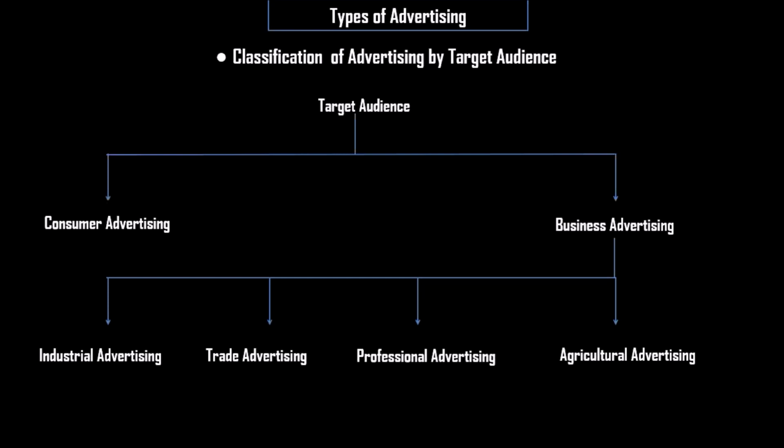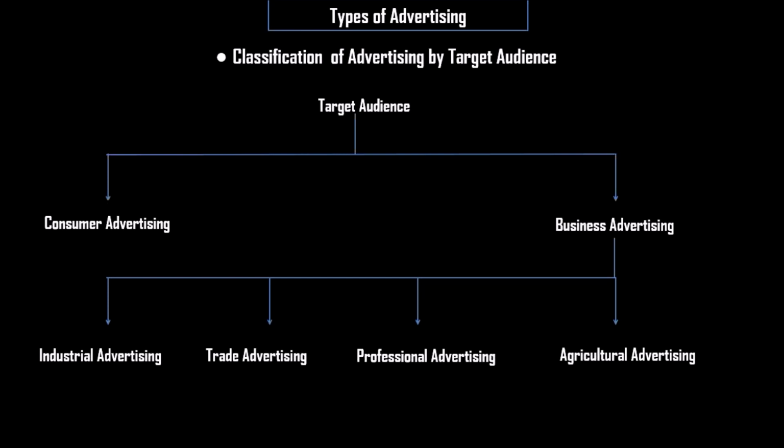Professional advertising is directed toward licensed professional practitioners such as lawyers, accountants, doctors, dentists, and engineers. This category of advertising may be used to persuade professionals to buy a particular product useful in their work or to recommend that product to their clients. For instance, professional advertisers can advertise their products such as BP operates to doctors because doctors use that product in their practice or work, or doctors can recommend the BP operates system to their patients.